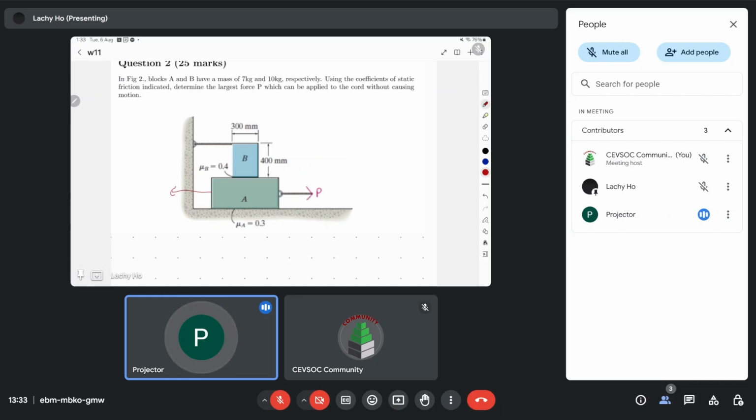But since we know we're trying to pull it to the right, we know friction force is going to be equal to this, right? The coefficient of friction times the normal force, in which case is 0.3. And so I might add that the friction force is acting along this plane, like along this connected surface. 0.3 N in A. And then there's another friction force acting here, which is 0.4 in B.